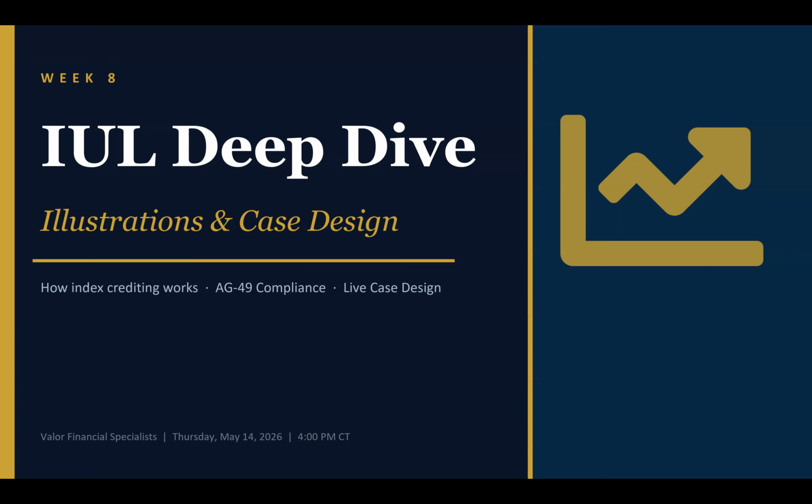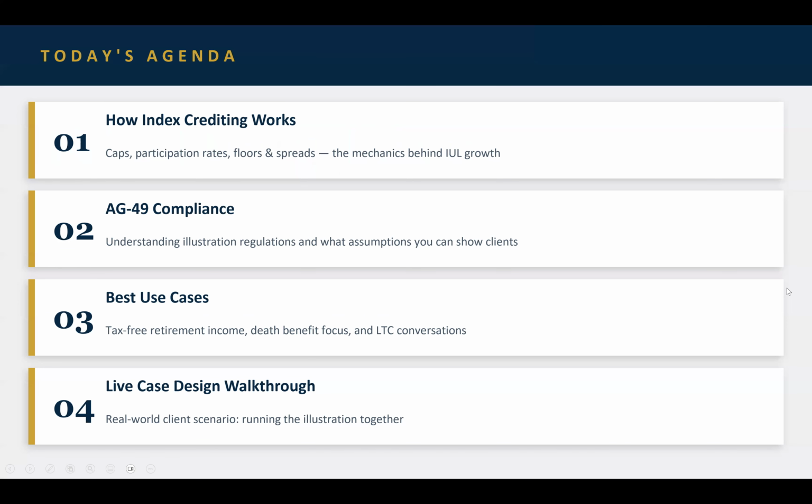But what we'll do is go through some of the main talking points about how it works, like index crediting, caps, pars, floors, and spreads. So what makes these products tick? How AG49 compliance has really regulated the system. Talk about best use cases, and then if we have some time, I'll walk through a live case design so you can see different ways that the IUL can be illustrated.